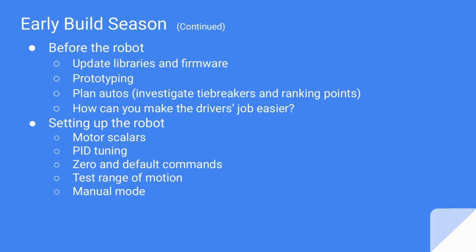And then after that, we like to set up all of our robot scalars before we even get the robot. So we ask CAD for, hey, what's your pivot gear ratio? And we do that also through Sim, which we'll talk about right after this.